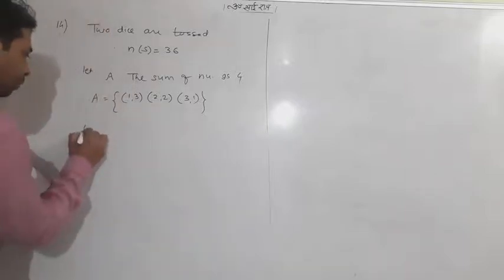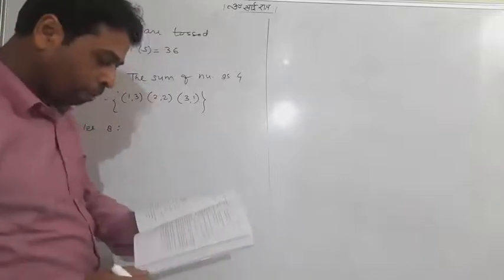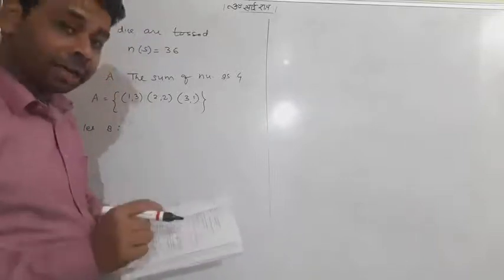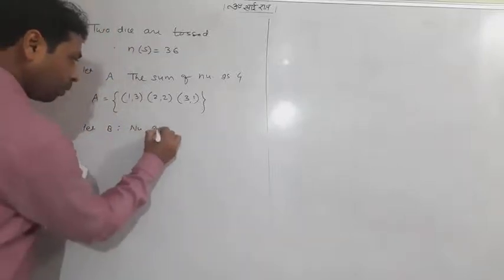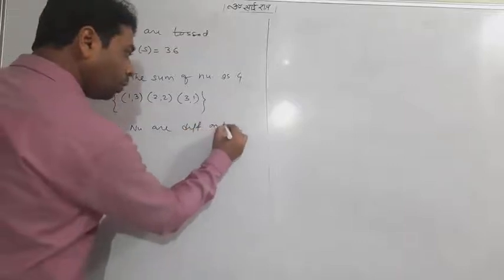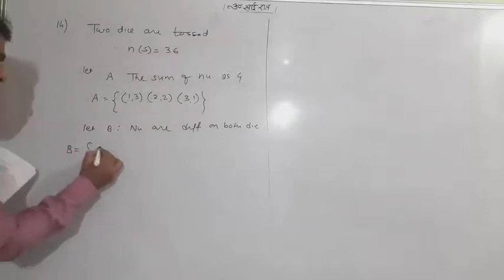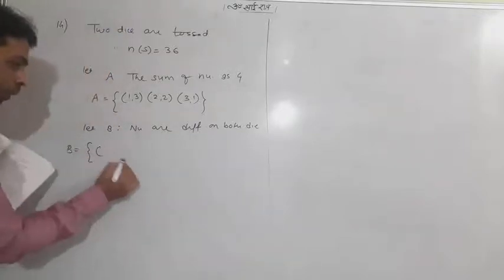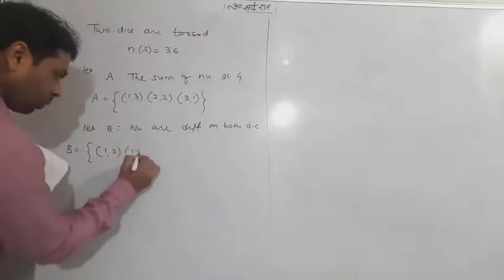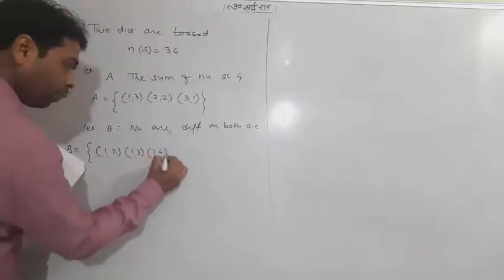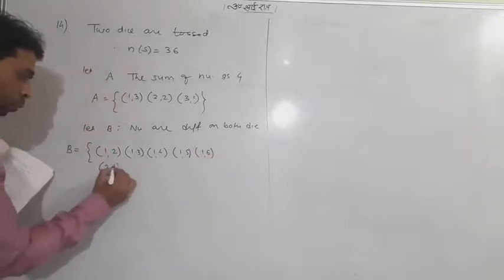Now I'll go on B. B, which has occurred or is given. So what is given? Read the first line. Given that two numbers appearing on the dice are different. Numbers are different on both dice. Very interesting. Nothing hard, but numbers are different, meaning a doublet should not come. 1, 1 will not come. Numbers are different. So it is 1, 2. It is 1, 3. It is 1, 4. 1, 5. 1, 6. 2, 1.